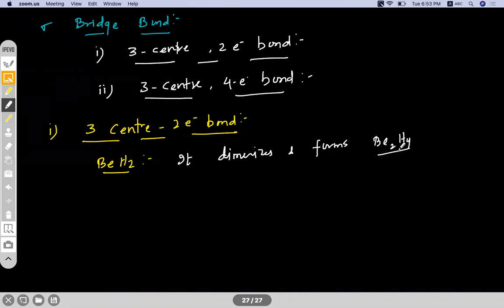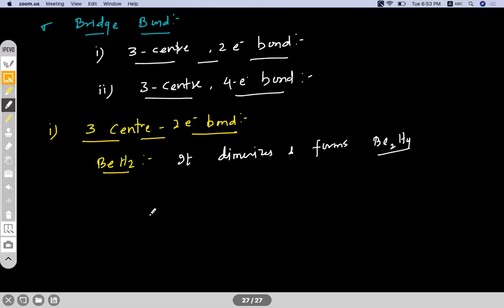Now in BeH2, what happens? On dimerization we get a stable structure, and that's why the dimerization is possible. Logically, you cannot work out whether dimerization is possible or not. That's why I said it is a factual thing. You have to keep in mind that in this case dimerization is possible and in other cases it is not possible. Like this example, BeH2.